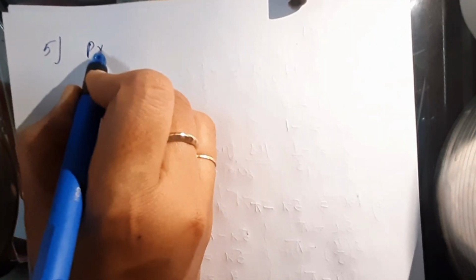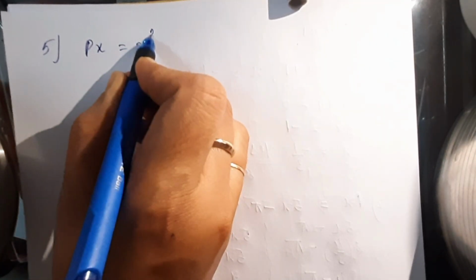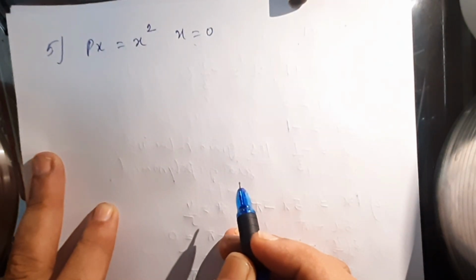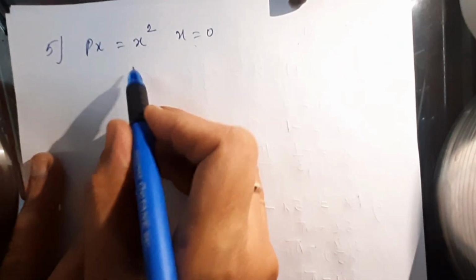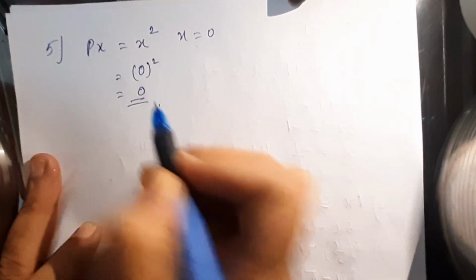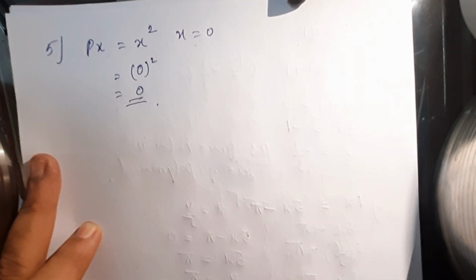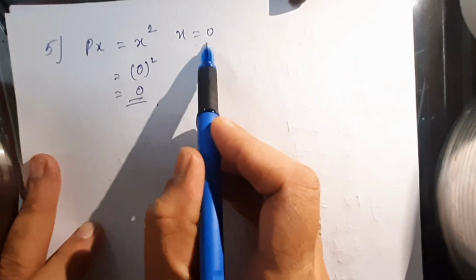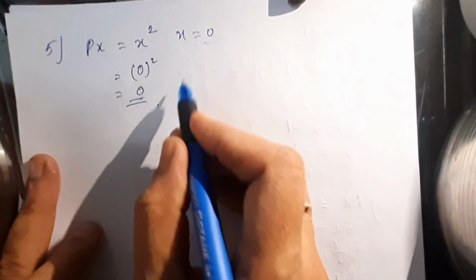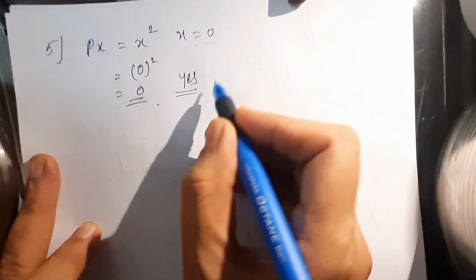Now let's start with question number 5. The fifth question, it's given P of x is x square where x is 0. We need to replace x with 0, so it's quite an easy solution. If we replace x with 0, the answer is 0. As it was given, 0 is the solution, and after solving we are getting 0 only. So the given value is the 0 of the polynomial.